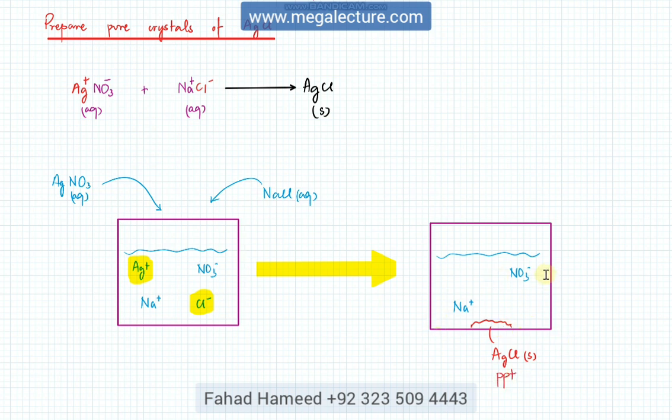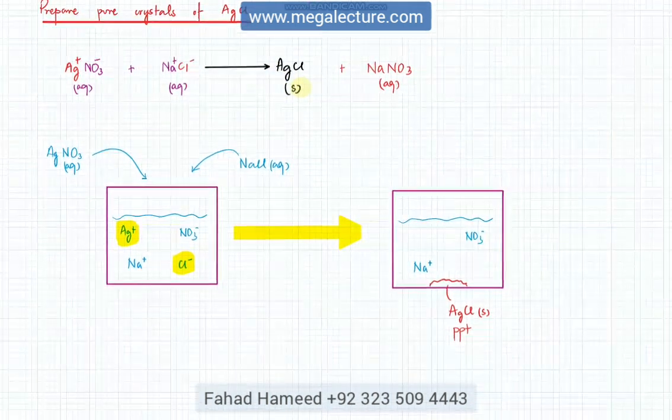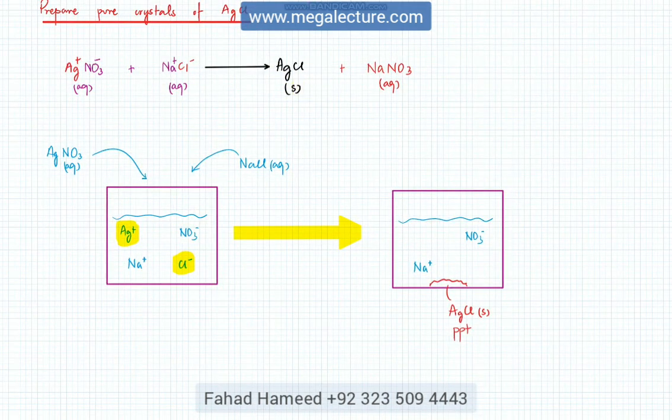While the remaining ions, Na and NO3, even if they combine, are very, very soluble. Group 1 compounds and nitrates are all soluble. So they're going to remain part of the solution. So AgCl solid is going to be formed, plus what's left in the solution is going to be NaNO3, and that would remain aqueous. That's the simple description of the whole process.